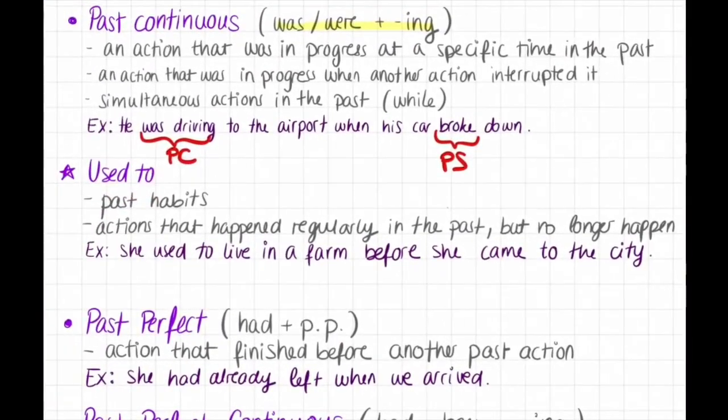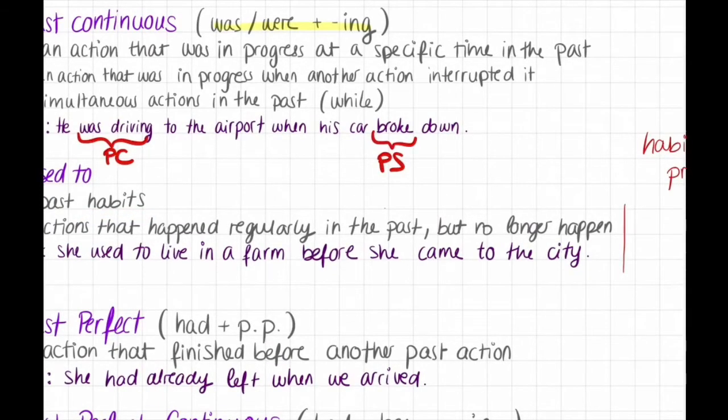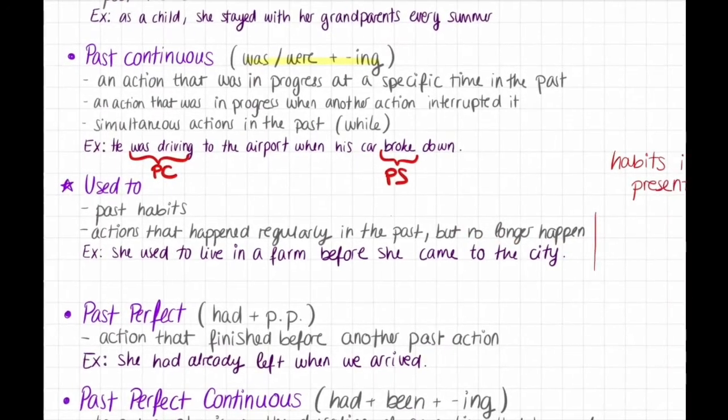Okay, so used to is used when we want to talk about past habits and things that happen regularly in the past but no longer happen. So, for example, she used to live in a farm before she came to the city. So she doesn't live in the farm anymore, okay?